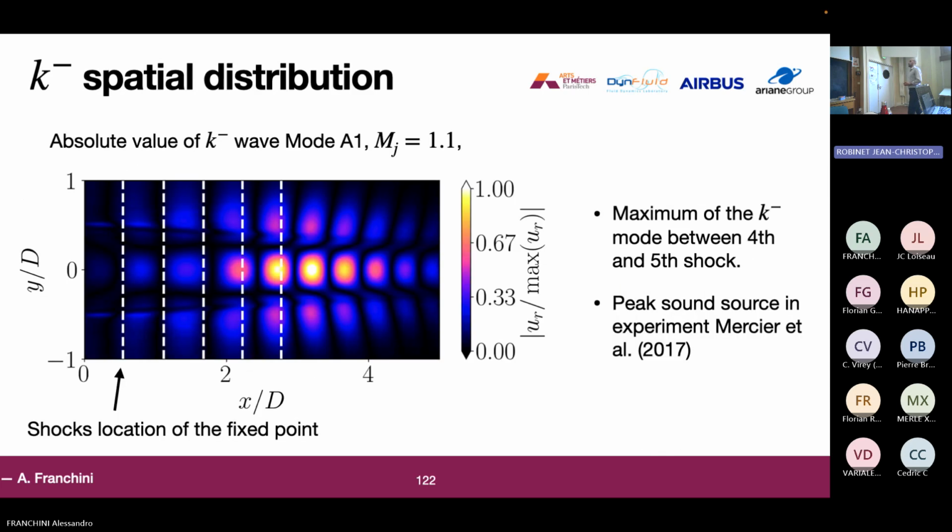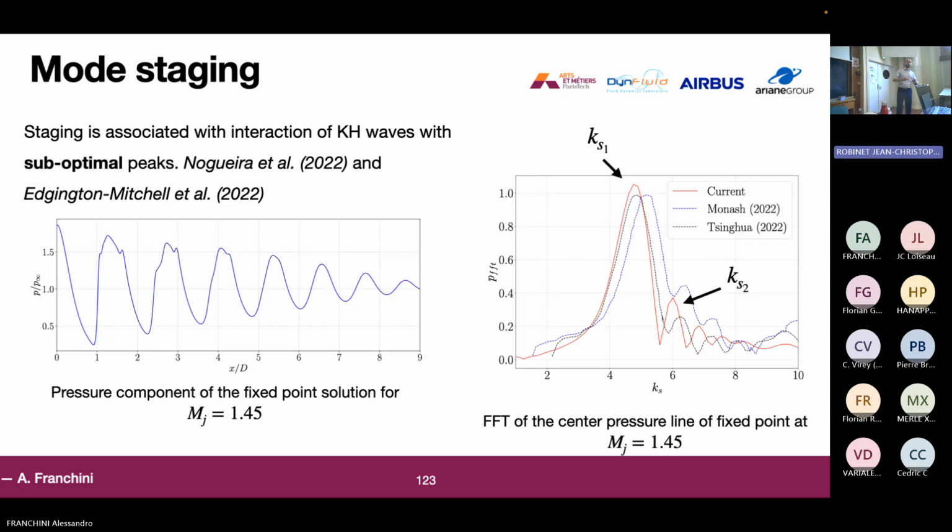And another particularity of screech is the mode staging. So again, if we take a look back at the spectrum, we can see that for some level of underexpansion, there is also a jump in frequency. And in some recent papers, this staging mechanism has been associated with the interaction, not always with the first KS1 peak of the fast Fourier transform of the centerline pressure, but also with the second one.